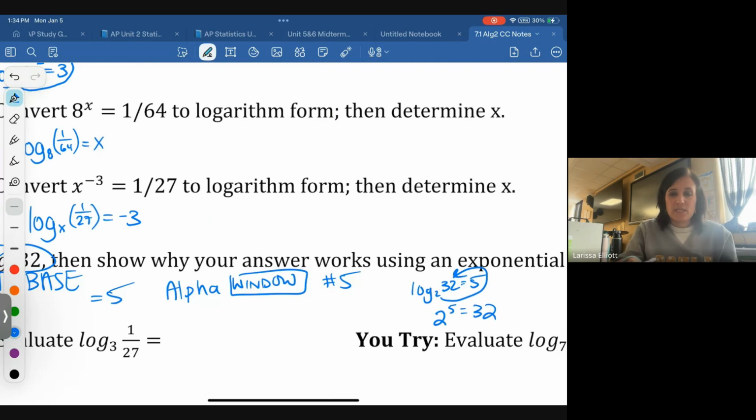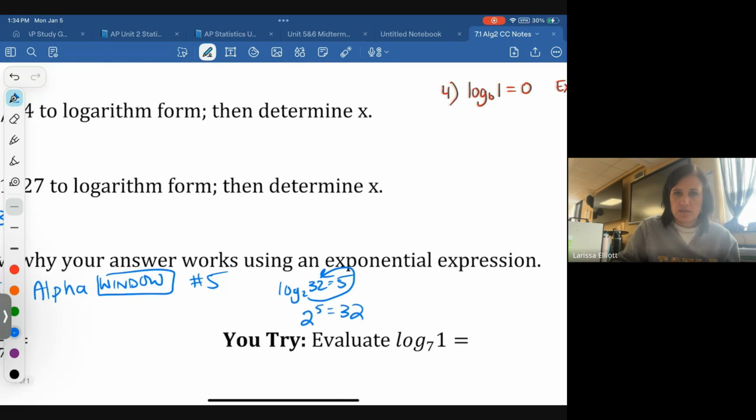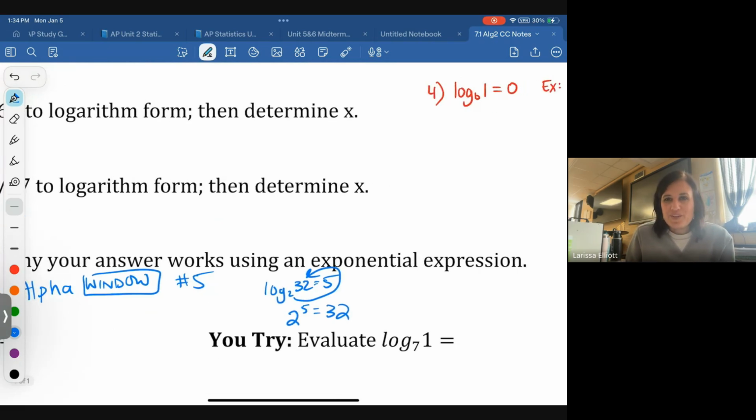I want you to write this down. When you go to write that down, I want you to have both your answer, so I'm highlighting this for you. You want to have your answer, and then you want to have the exponential equation that it's equivalent to.